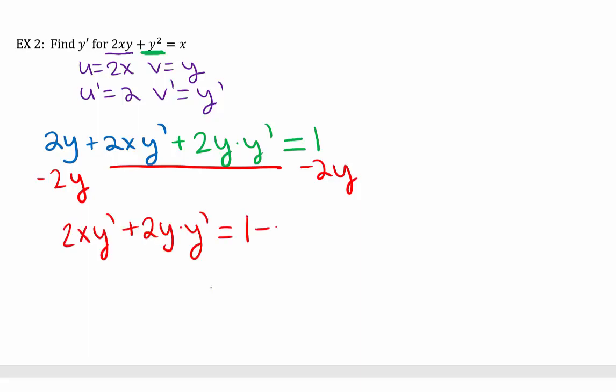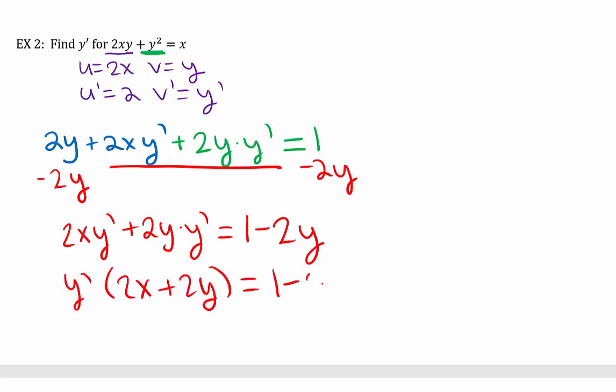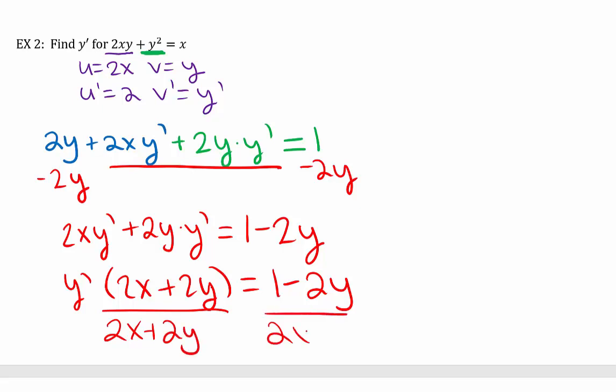So I subtract the 2y. And now to solve for y prime, I'm actually going to factor a y prime out of the left-hand side. And that's going to allow me to get the y prime by itself. I can divide both sides by this 2x plus 2y. And that's it. I have solved for y prime. My y prime is 1 minus 2y over 2x plus 2y.